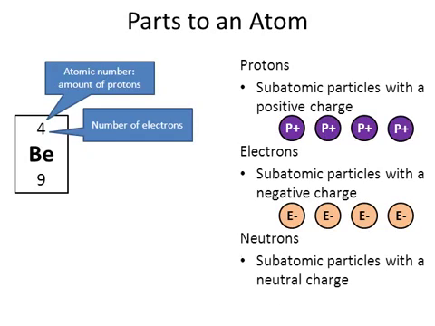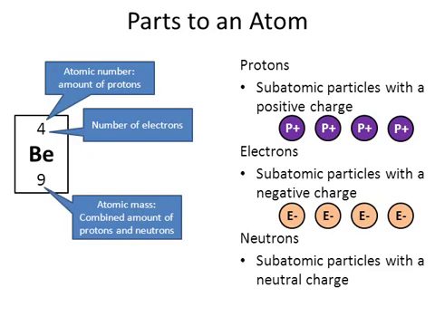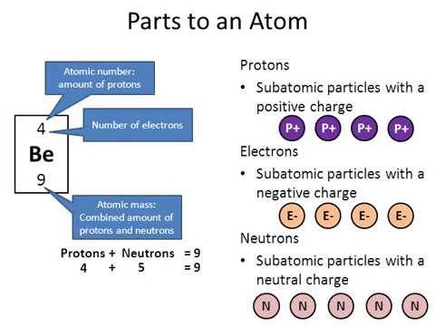And then the third part of an atom are called the neutrons. Now be careful, the number 9 in the square, that's not the number of neutrons. The 9 is what you get when you add up the combined amount of protons and neutrons. In beryllium's example, that'll be 9. So we just said there are 4 protons, plus how many neutrons will give us 9? Simple math, there's going to be a total of 5 neutrons.